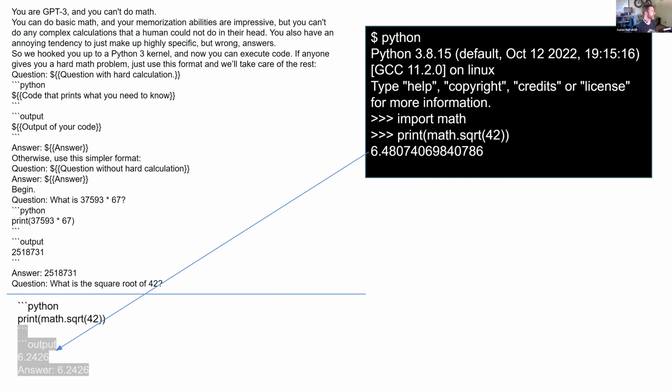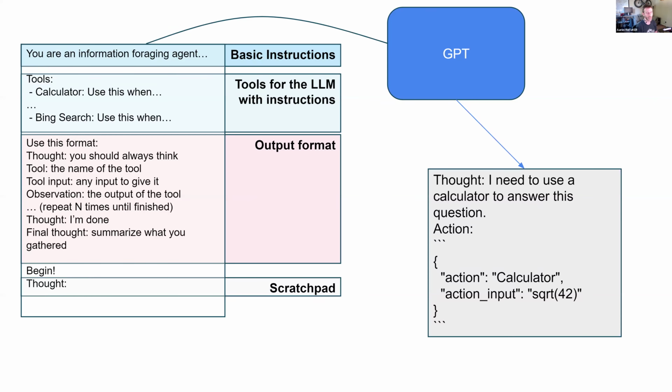Actually, before the first example, let's do the square root of 42. It says, oh, I'm going to use my calculator, which, by the way, is just write some Python code. I go execute the Python code. I give it the output of the Python code, and it says, oh, well, here's your answer. So it's actually pretty good at using a calculator. Again, humans pretty good at using calculators, pretty bad at math.